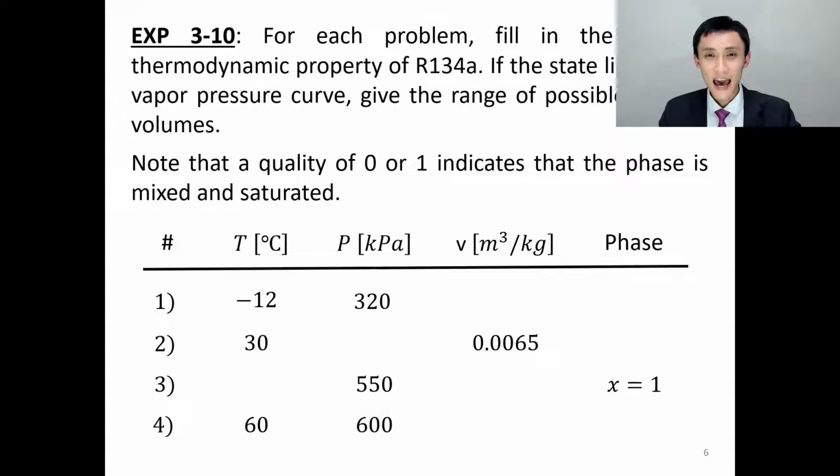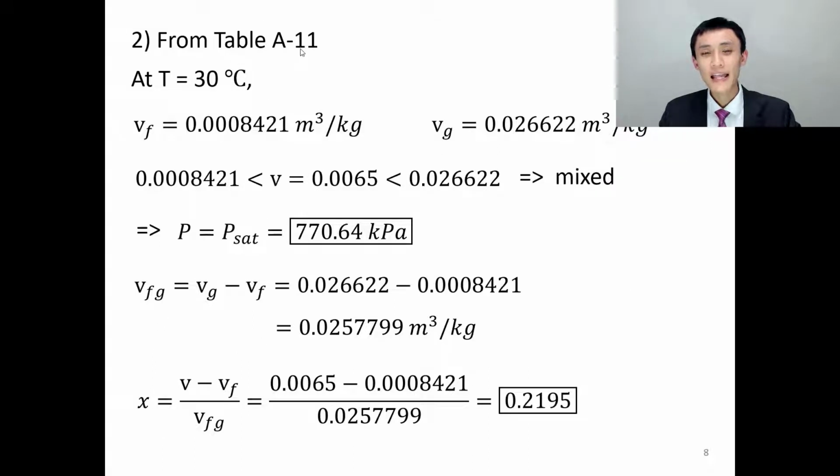Then let's take a look at the second one. We know the temperature and the specific volume. So the only thing we can try is A11 because we only know the temperature. From table A11, when the temperature is 30 degrees C, we can check the specific volume for the saturated liquid and for the saturated gas. And it turns out our specific volume is in between, so we are in the mixture phase.